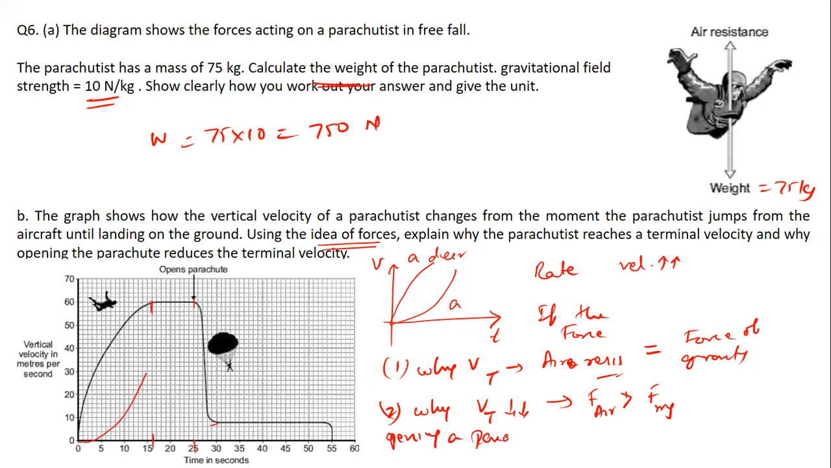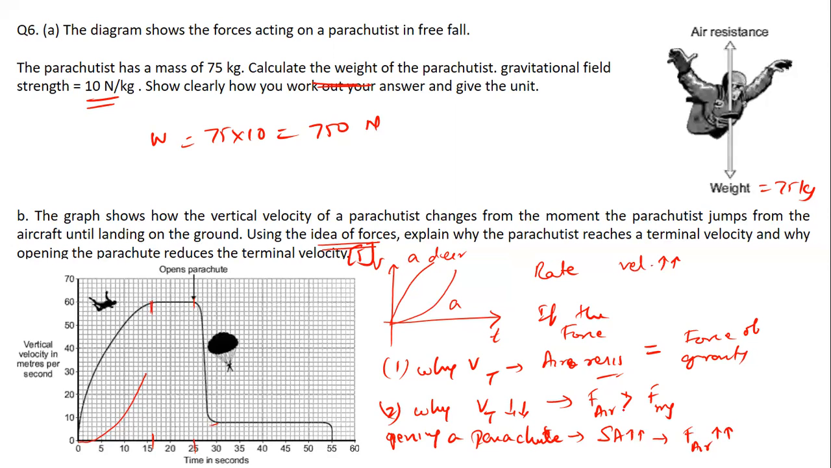Opening a parachute. What happens when you open a parachute? This would be a 5-mark question, so you need to write in detail. Opening a parachute, what happens? There is an increase in surface area. When there is an increase in surface area, the air resistance also increases.